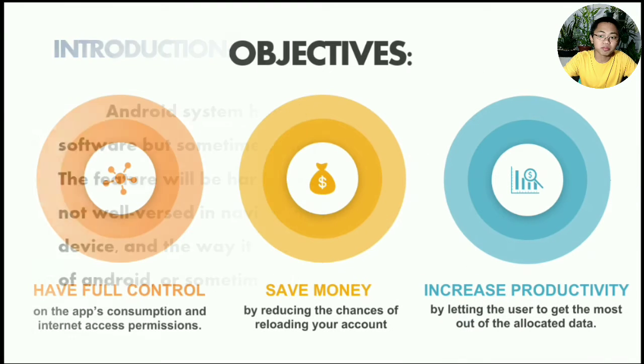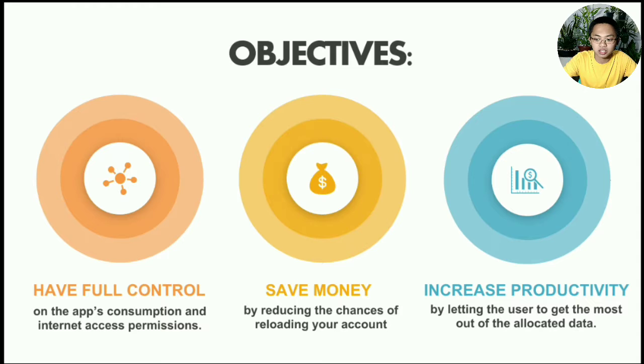The objectives of my Android application are: number 1, have full control on the application's consumption and internet access permissions. Next is to save money by reducing the chances of reloading your account. And lastly, increase productivity by letting the user get the most out of the allocated data.